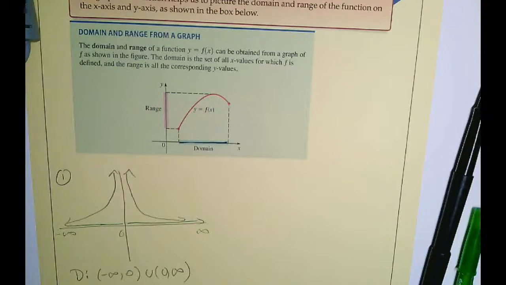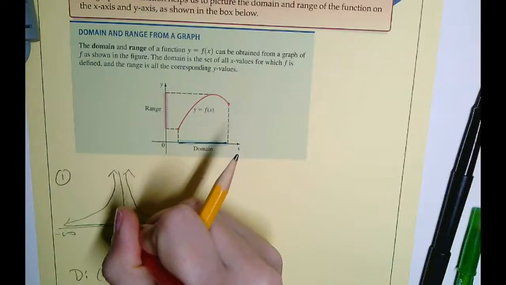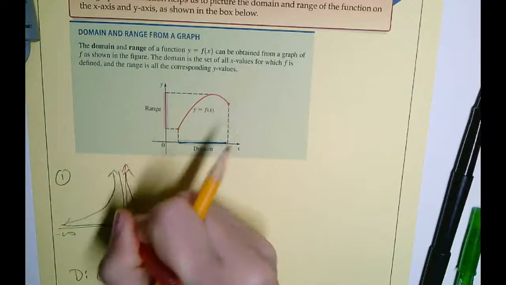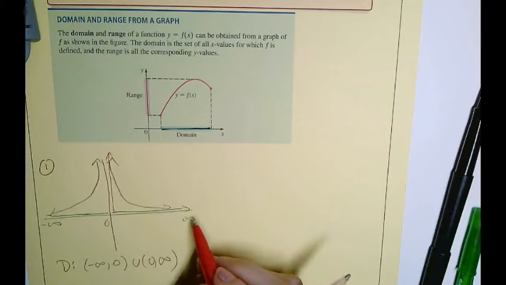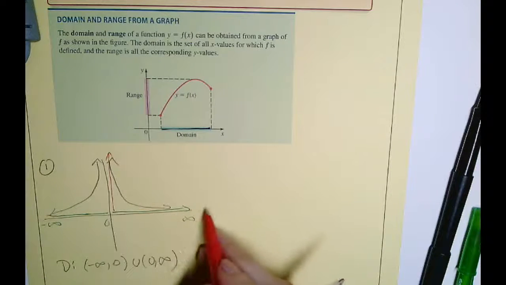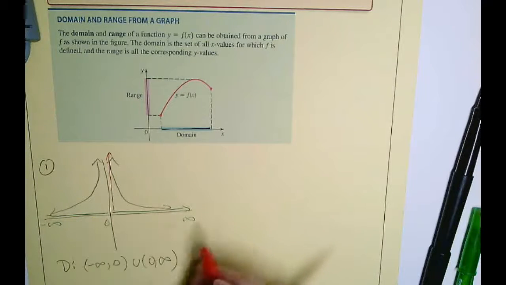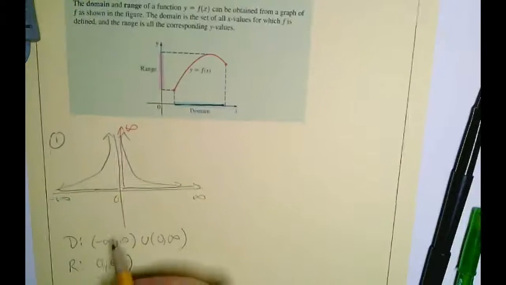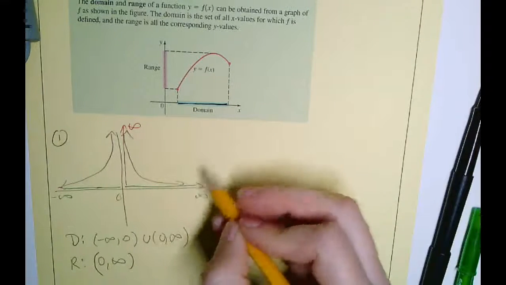What about the range? Well, I noticed that the y values range from something close to 0 all the way up to infinity, but they never reach 0 because this line does not cross the x-axis. If you recall, we have what we call a horizontal asymptote at y equals 0. So the range is 0 to infinity with a parenthesis at 0 because it doesn't reach 0.